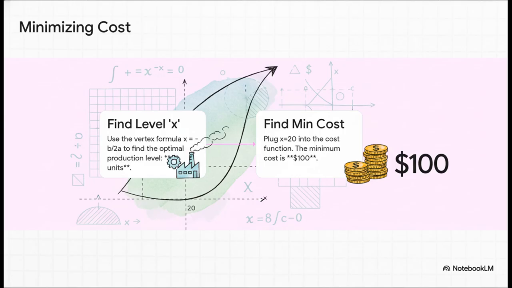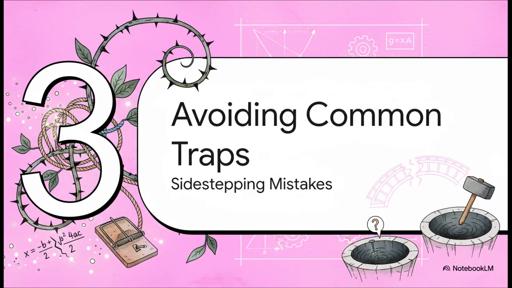We use our trusty formula, and we find the x value is 20. That means producing exactly 20 units is the most efficient. And what is that minimum cost? We just plug 20 back into the equation and find out it's $100. So knowing the method is half the battle. The other half is knowing how to avoid the simple mistakes that can trip anybody up.